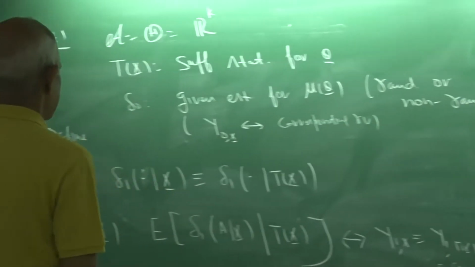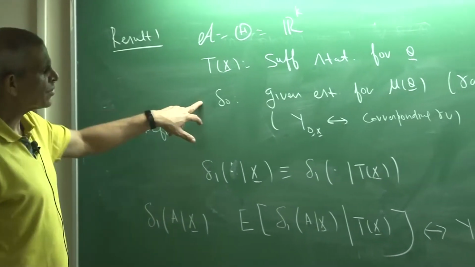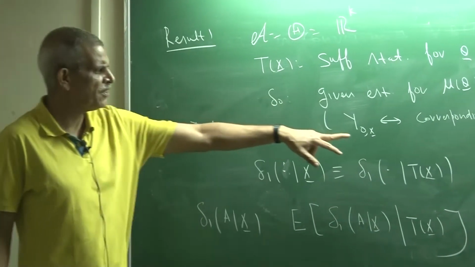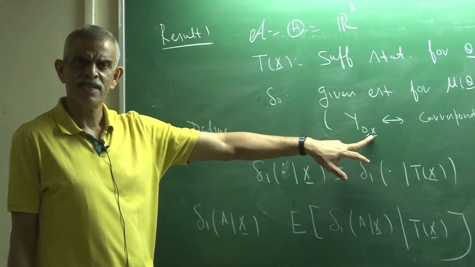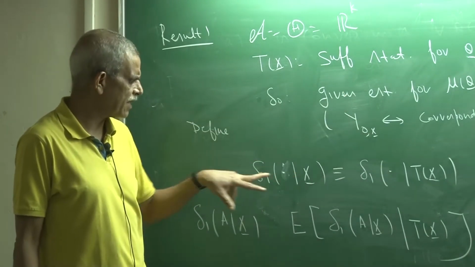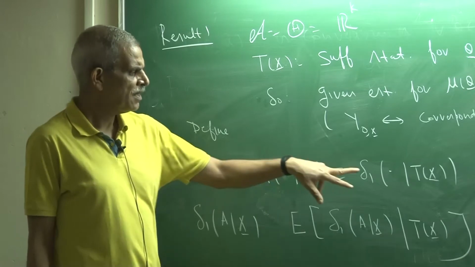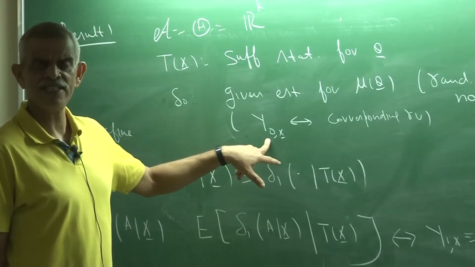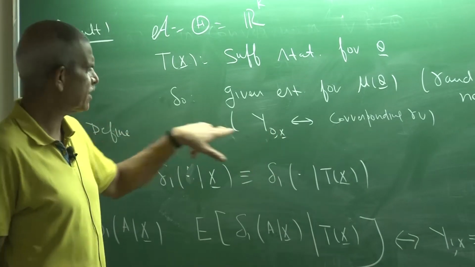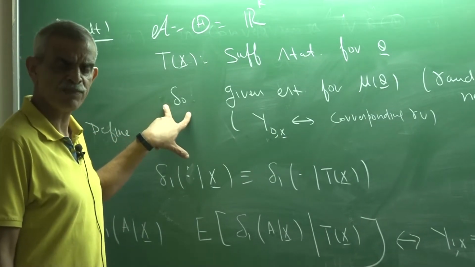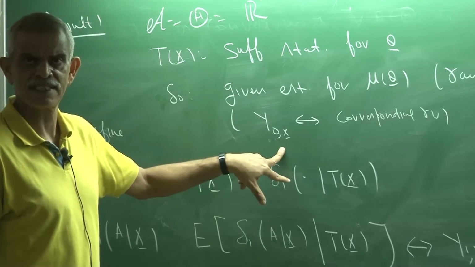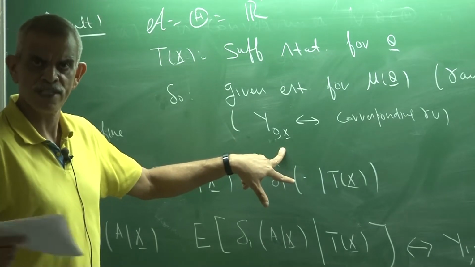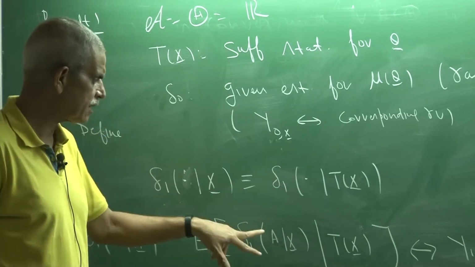So what does this suggest? Delta naught was any estimator which was given to be depending on x. Using delta naught, I can get another estimator delta 1. And how do I get delta 1? I just take the average of corresponding random variable y naught x corresponding to delta naught with respect to conditional distribution of x given Tx. So I do a randomization with respect to distribution of x given Tx.